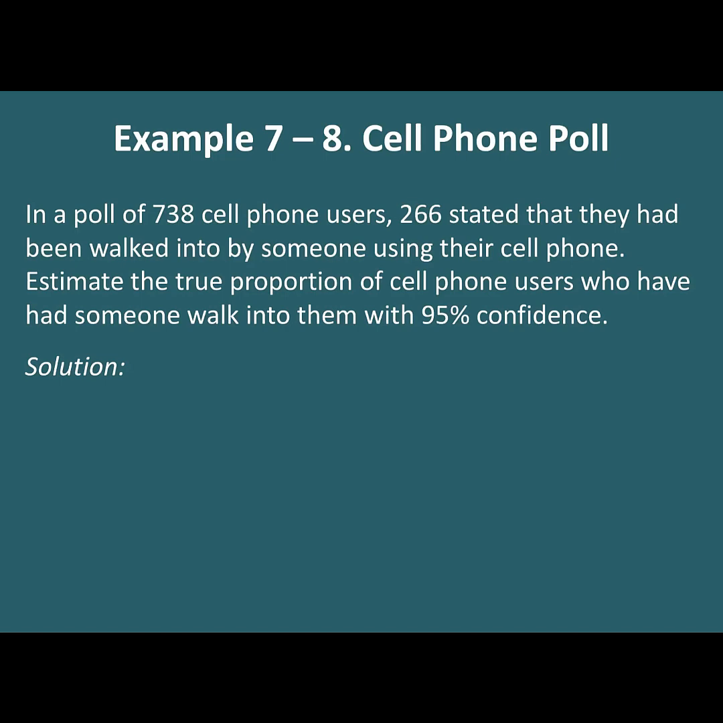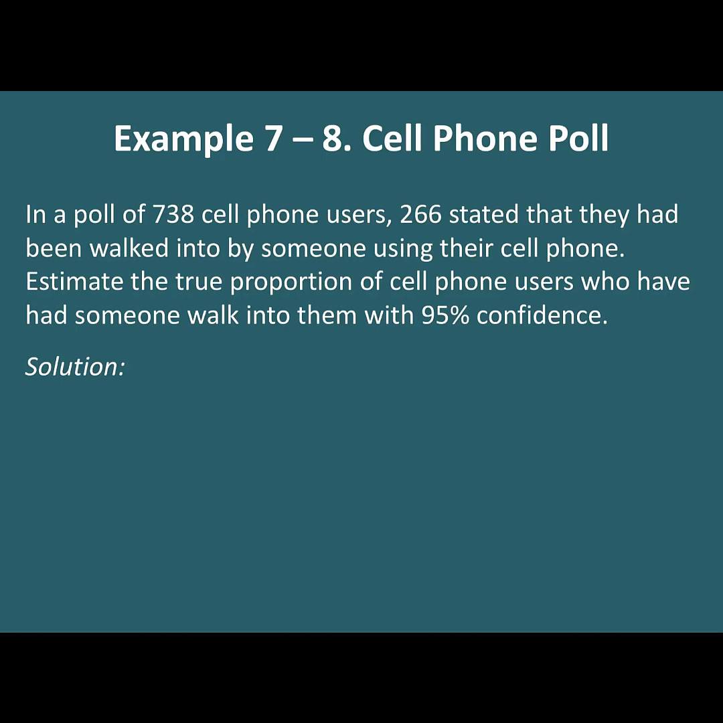Let's do another example. In a poll of 738 cell phone users, 266 stated that they had been walked into by someone using their cell phone. Estimate the true proportion of cell phone users who have had someone walk into them with 95% confidence. This problem is solved in a very similar fashion to the last example.